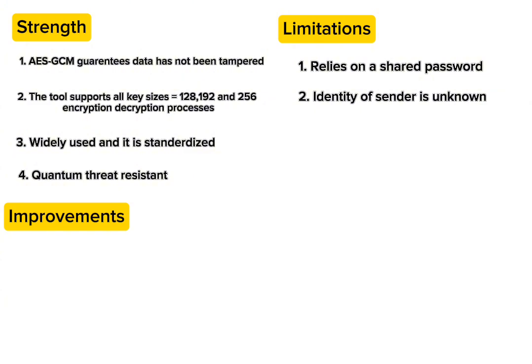Then another limitation is that anyone can send an encrypted file to you, but you don't know who the sender is. Although the hash file you have verified using the PowerShell terminal with the algorithm SHA-256, it doesn't really mean that the sender is the person you think he is. So the tool doesn't verify the sender's identity.